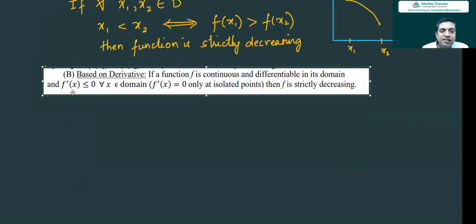So if f dash x is less than 0, then it's a strictly decreasing function. So just take this, minus x cube, the graph changes.